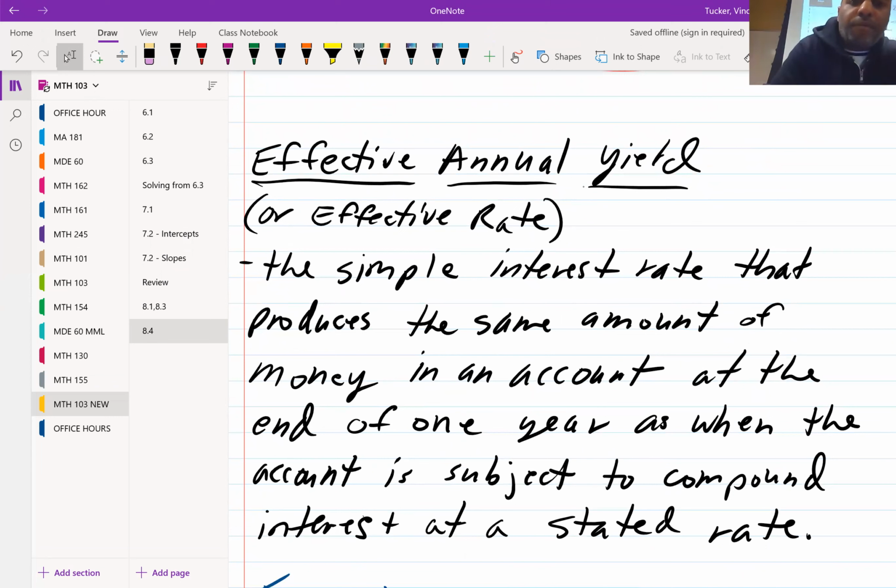Okay. Effective annual yield or effective rate is the simple interest rate that produces the same amount of money in an account at the end of 1 year as when the account is subject to compound interest at a stated rate.